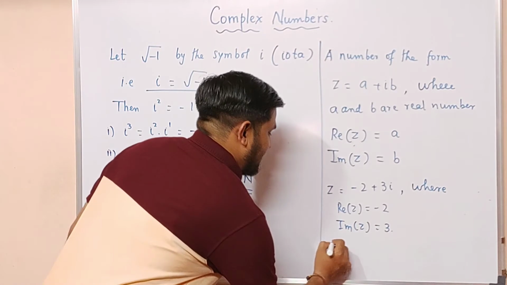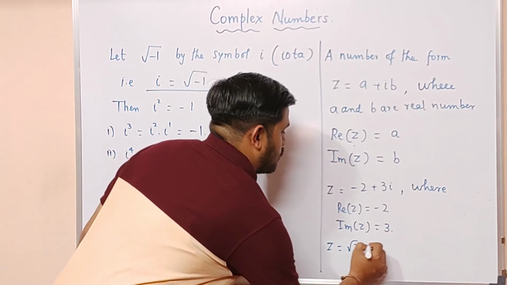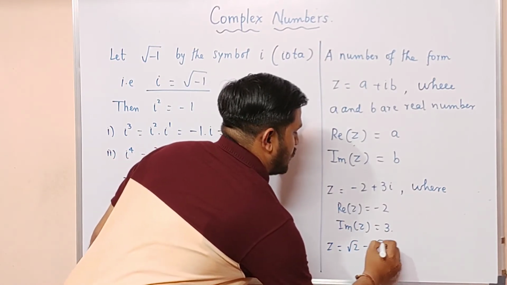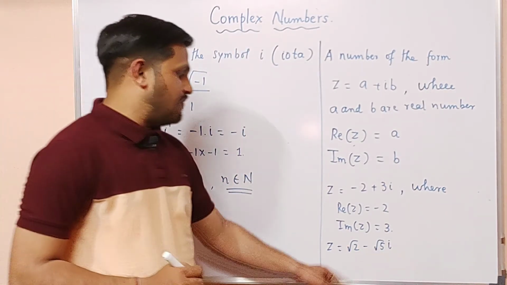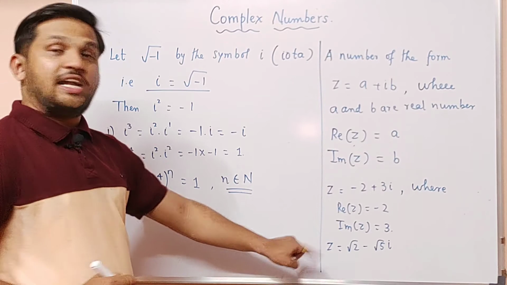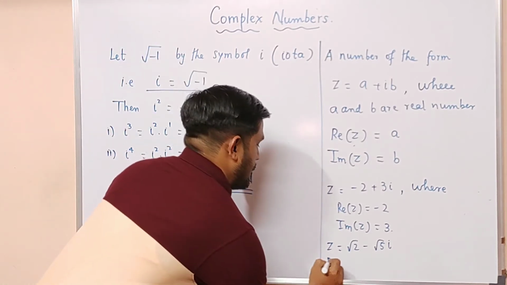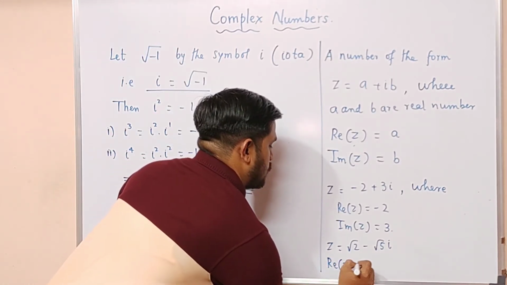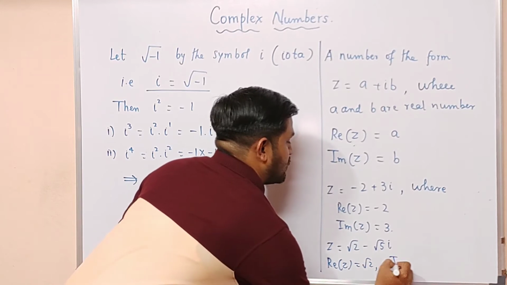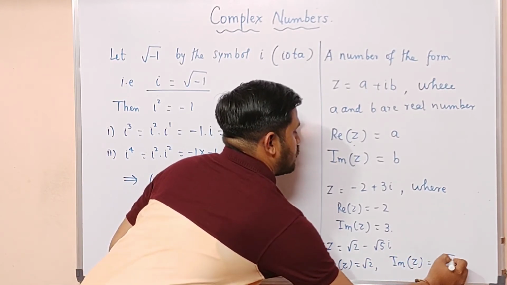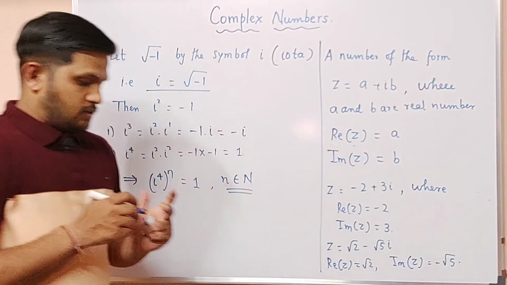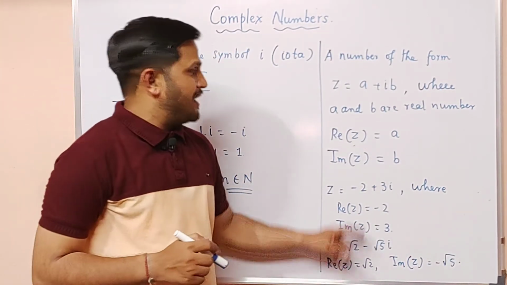Suppose I write z is equal to square root of 2 minus square root of 5 into iota. What is the real part of this? The real part of z is root 2. And what is the imaginary part of z? The imaginary part of z is minus root 5. Understood? So these are your complex numbers.